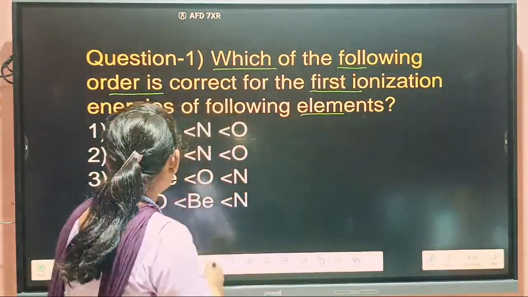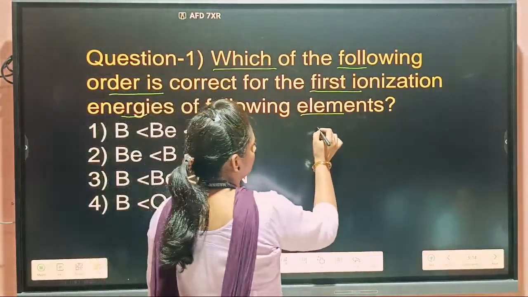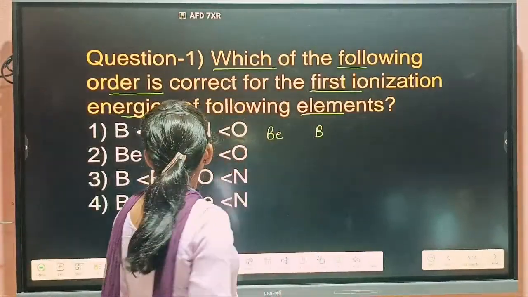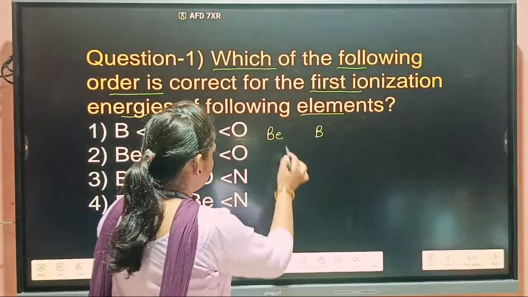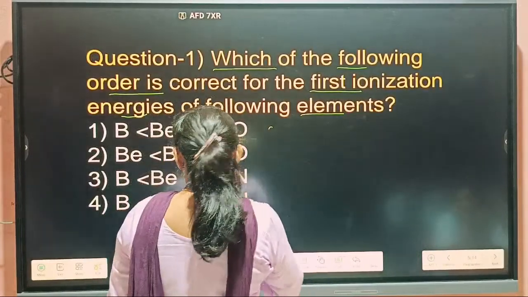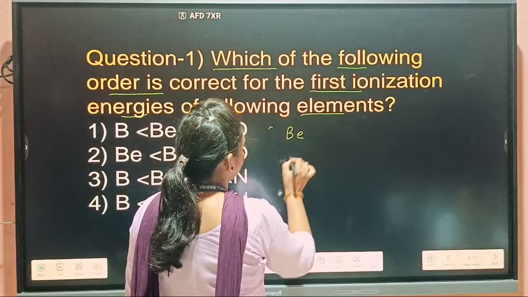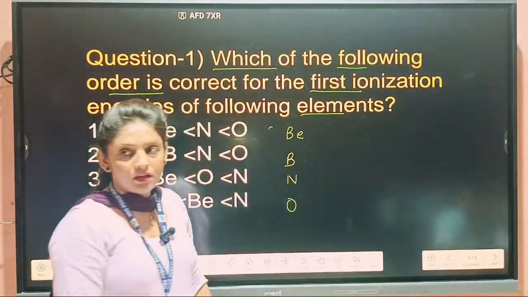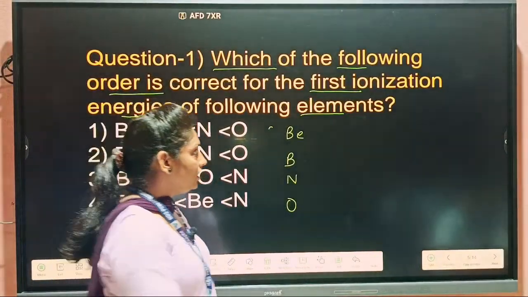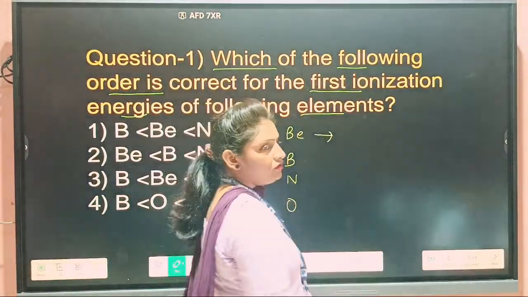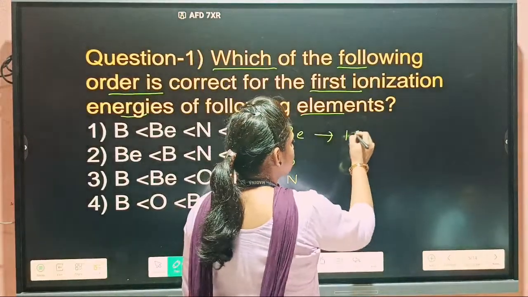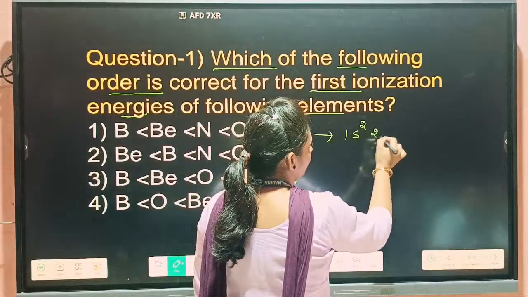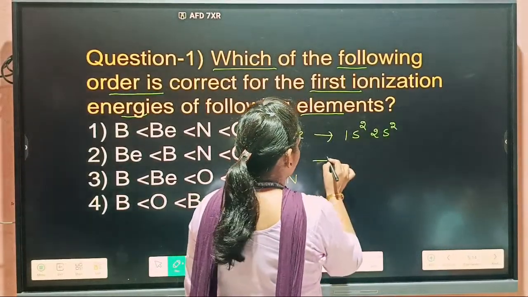Students, here the elements are boron, beryllium, boron, nitrogen and oxygen. First of all, we will write the configuration for them. Beryllium, what is the atomic number? 4. So the configuration is 1s2, 2s2.